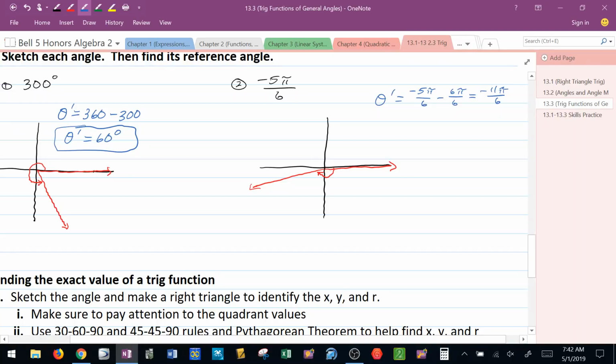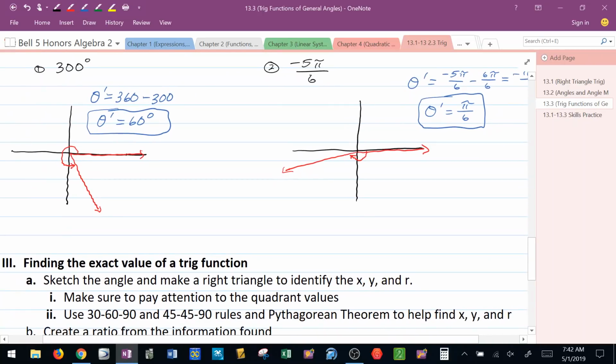So once I have this negative measure, and I notice this negative measure right here, I'm going to go ahead and say, well, theta prime is really the positive representation of that angle in this first quadrant, which would be pi over 6. All right. Now that I may need to explain to you guys a little bit more clearly, so let me know if you need me to do that. Okay.